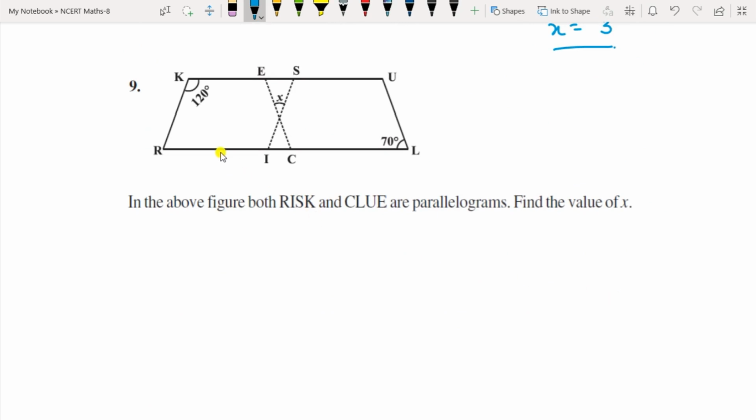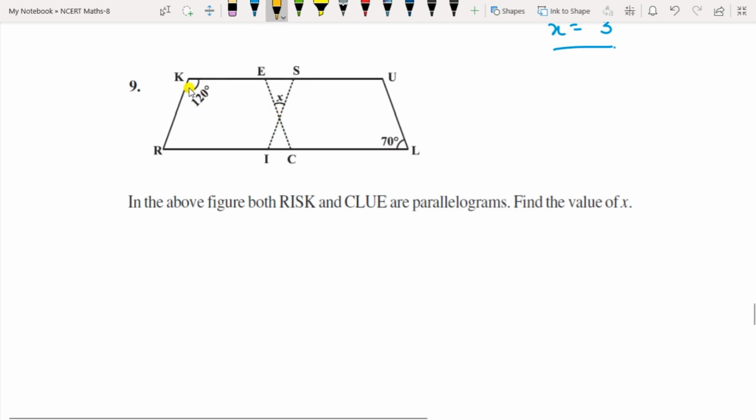In question number 9 you can see there are two parallelograms on the same base. The first one is RISK and the second one is CLUE. You have to find the value of x that is intersecting between the two sides of the parallelogram, that is x here. So let us start here.